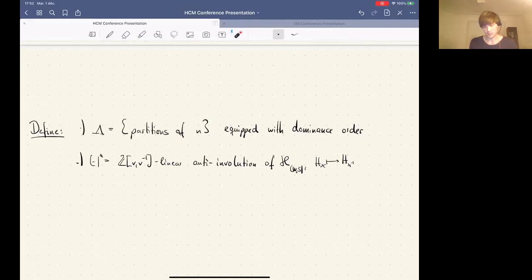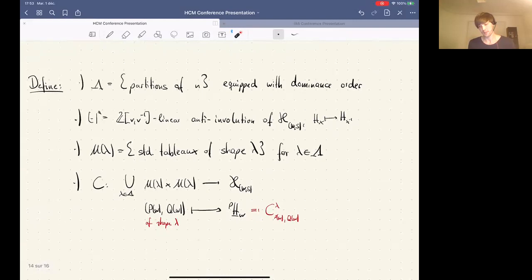Then, for a cellular datum, one needs an anti-involution on our algebra. For us, this will be a Z[v, v^{-1}]-linear anti-involution on the Hecke algebra which sends H_x to H_{x^{-1}}, so it fixes the H_s for the simple reflections. Moreover, for a partition lambda of n, denote by M(lambda) the set of standard tableaux of shape lambda. I define the map C, which maps pairs of standard tableaux into our algebra, using the Robinson-Schensted correspondence to map a pair (P(w), Q(w)) to the corresponding p-Kazhdan-Lusztig basis element for w.